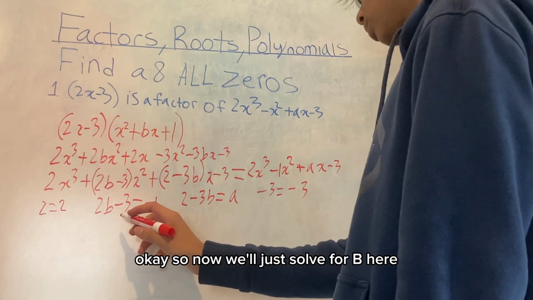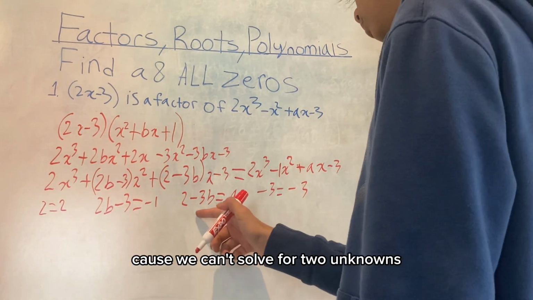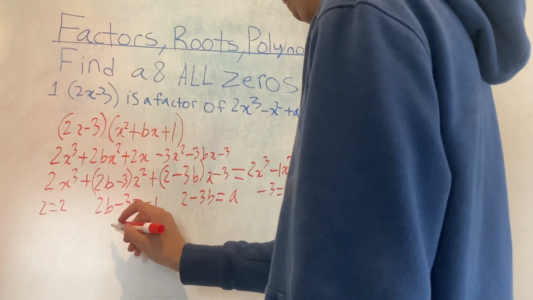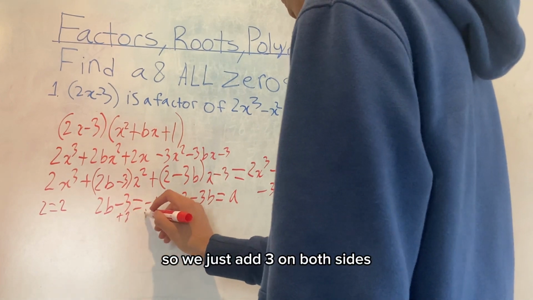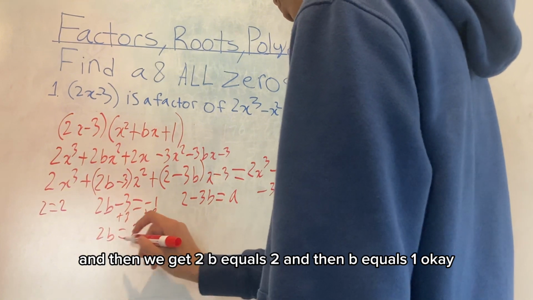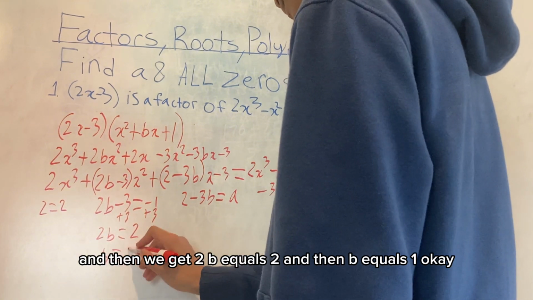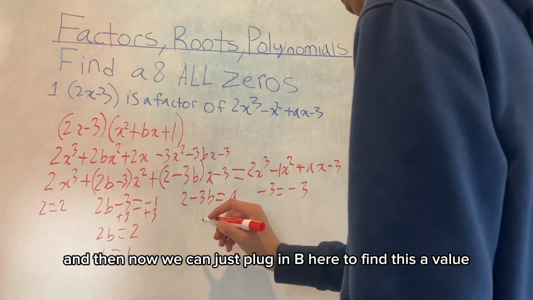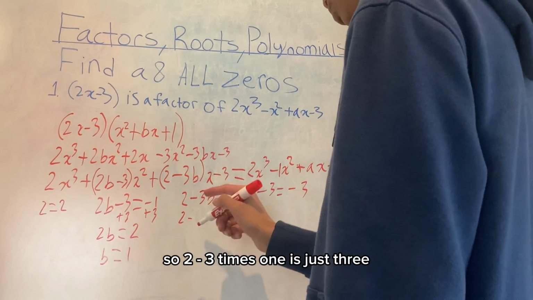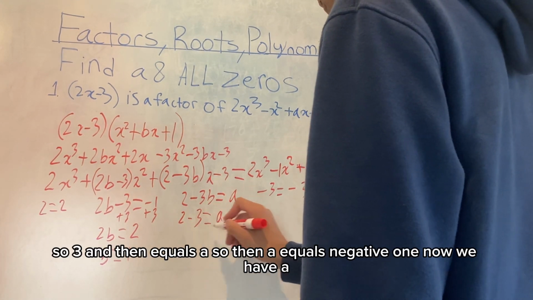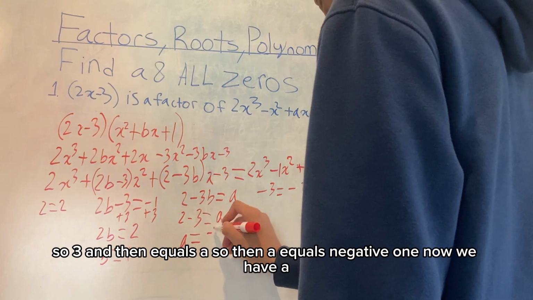Okay, so now let's just solve for b here, because we can't solve for two unknowns. But we can solve for b here. So 2b, we just add 3 on both sides, and then we get 2b equals 2, and then b equals 1. Okay? And then now we can just plug in b here to find this a value. So 2 minus 3 times 1 is negative 1. So then a equals negative 1.